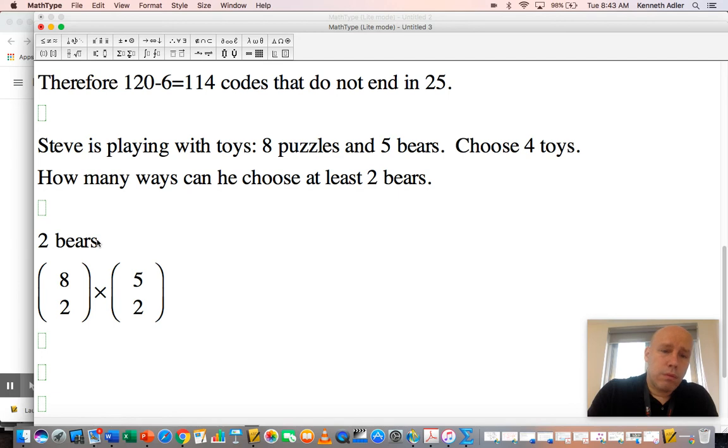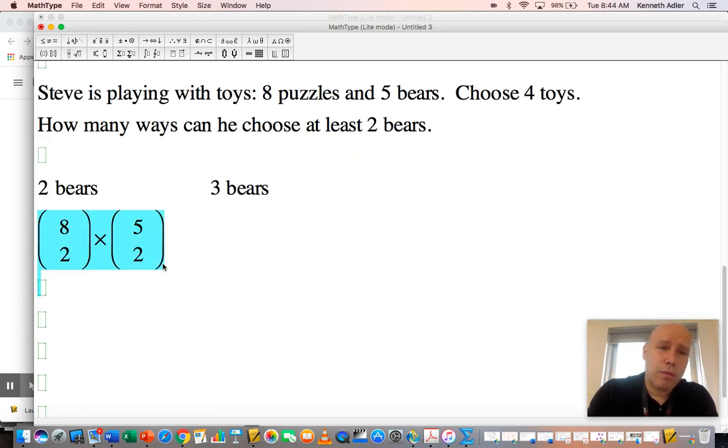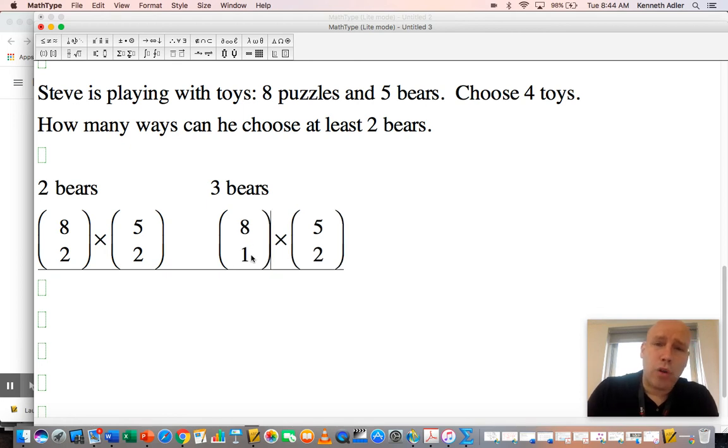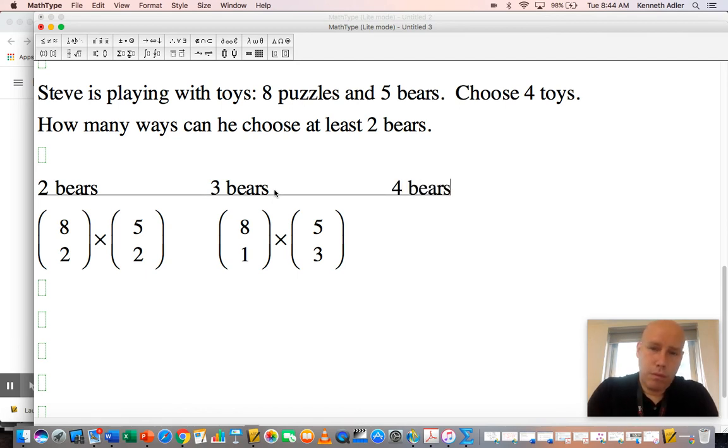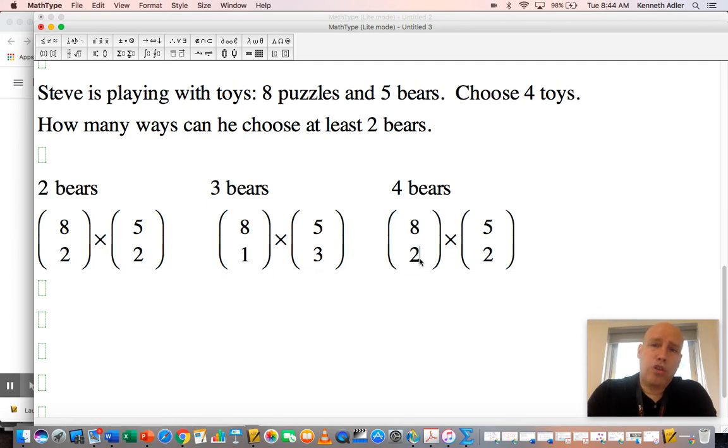Or, right, if he doesn't choose 2 bears, he can do 3 bears. If he chooses 3 bears, then he's only doing 1 puzzle and 3 bears. Now, what's the other option? Because once again, it's at least 2 bears. He can do 3 bears. What's the last choice? Well, he can choose 4 bears. If he chooses 4 bears, that means there's no puzzles, and there's 4 bears. Now, you're going to add all these up, and that's your total answer.